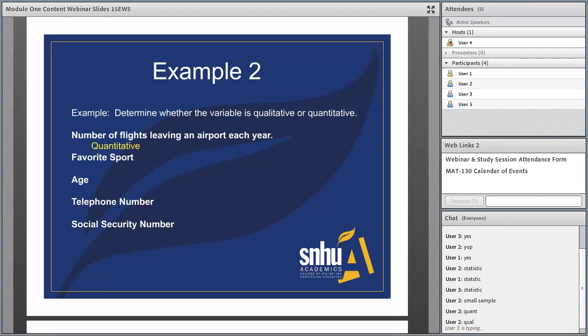Good, good, qualitative. Okay, so that one does not have any numerical meaning. It's just some sort of category. How about age?